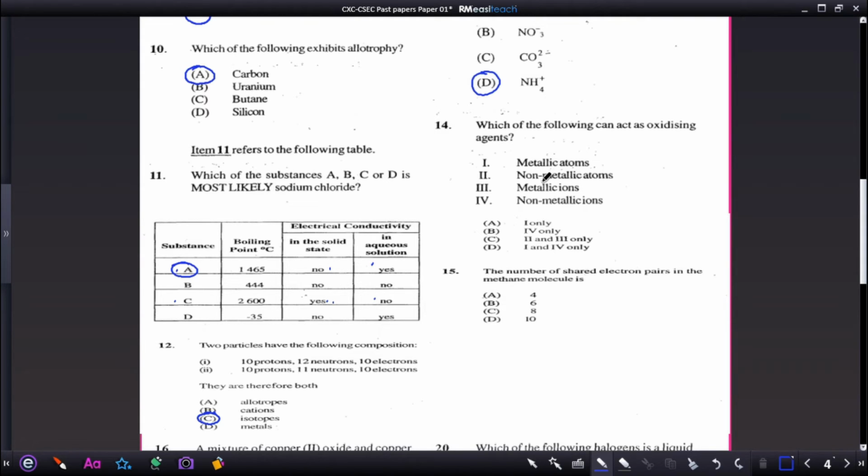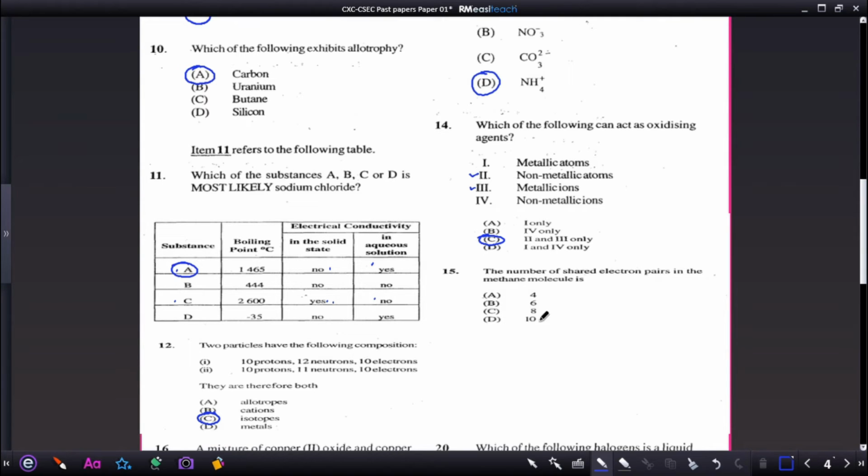Well, it's not the metallic atom and it's not the non-metallic atom. The metallic ion already lost the electron, and because it lost the electron, it will accept an electron to form back the atoms. So metallic ions would be oxidizing agents. The non-metal atoms would cause other species to undergo oxidation. So these two are the oxidizing agents present here. So that is C. Okay.